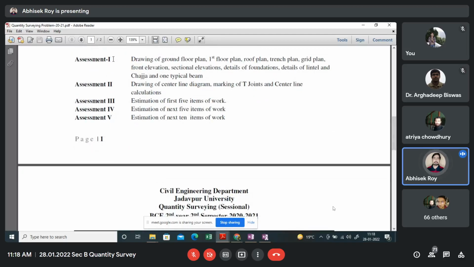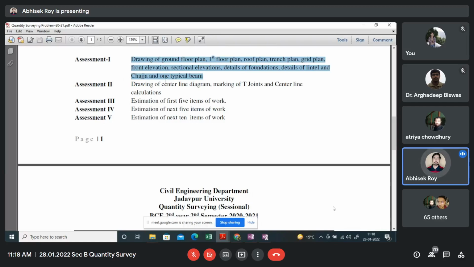Now this will be assessment one. In assessment one, you have to submit the drawing of different plans, like ground floor plan, first floor plan, roof plan, trench plan, grid plan, front elevation, all these things. Okay, to minimize the drawing part, what we can do is select some of the drawings which you have already done in the building planning and drawing class. We can take those drawings. So each student has to reproduce these drawings, and submit them for the quantity surveying class. So obviously, to minimize your effort in drawing, we can do that.